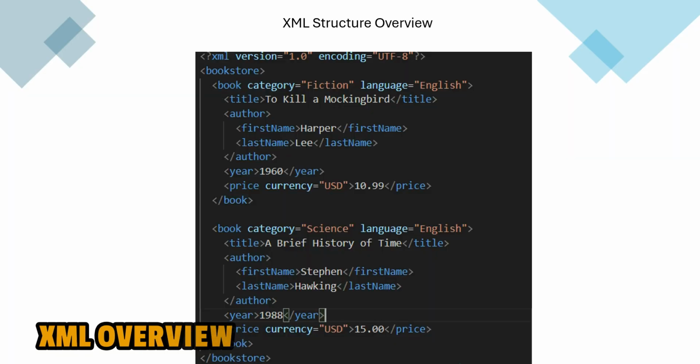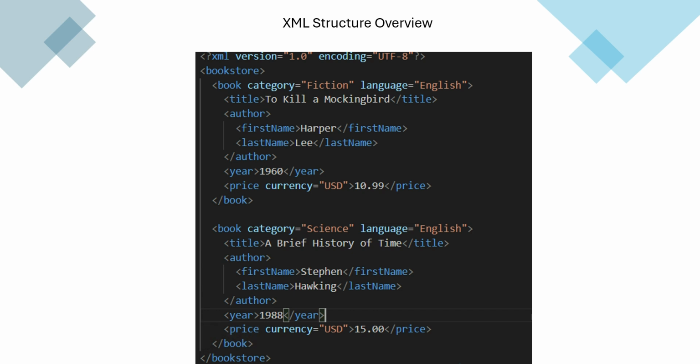In this scenario, I have a bookstore as the main parent tag, which is the XML element. I have a couple of books, as you can see. Each of the books also has a title and author. Author also has the first name and last name. Each of the books also has a year and price. We have two books and each of the books also has different XML elements.